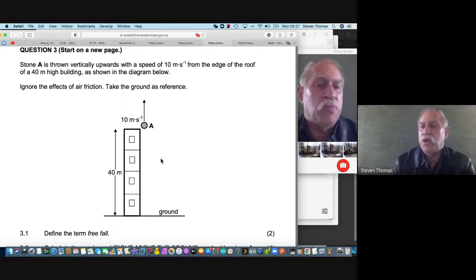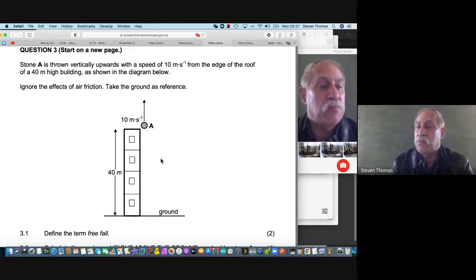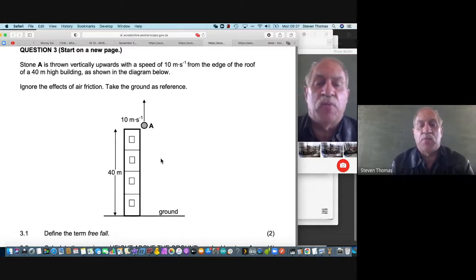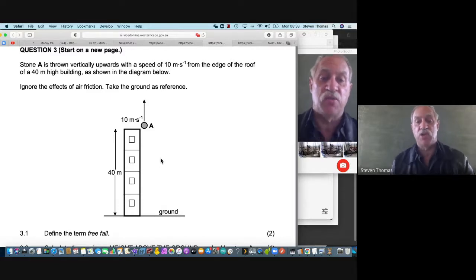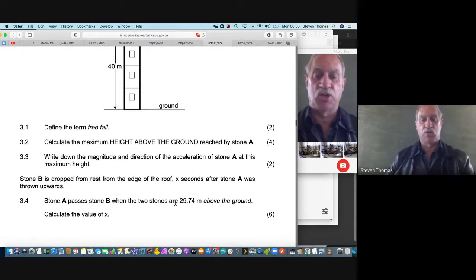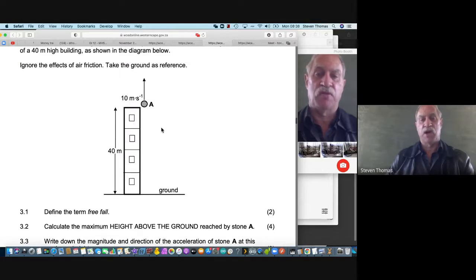What do we know about the point where they pass? We know they're at the same position at the same time. So we're going to work out probably simultaneous equations for stone A and stone B, where they're both at the same distance that they've been dropped from the top. So the first thing I would do is subtract 29.74 from 40 to get the actual height above the ground, the distance that each stone A and stone B fall.